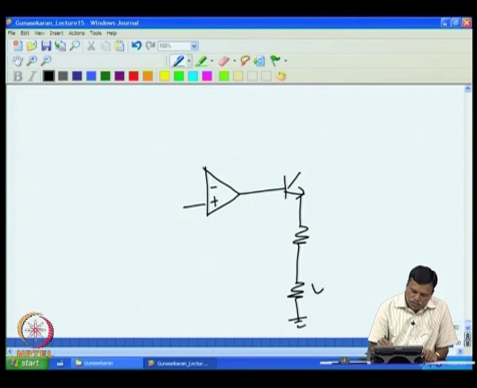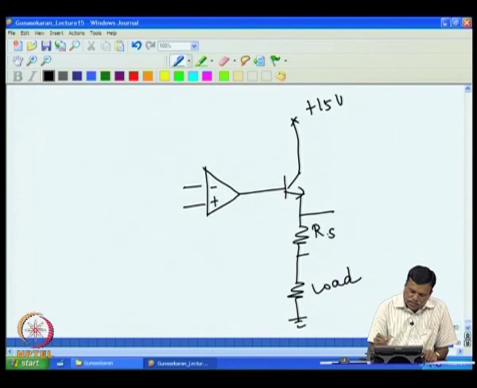This is the load, and this I connect to plus 15 volt. Now, to make it a current source that depends on the voltage, I will pick up the voltage across this resistance. This is my sense resistance, and this is the load.